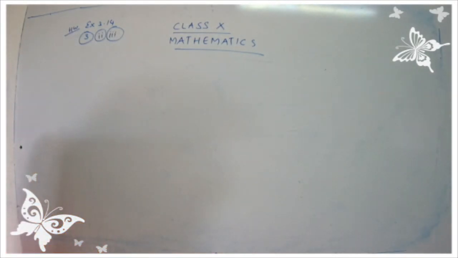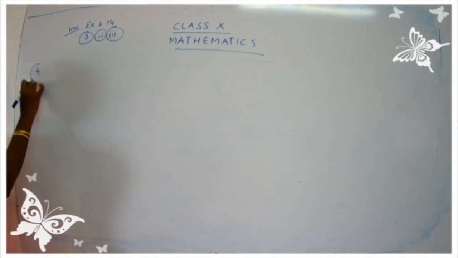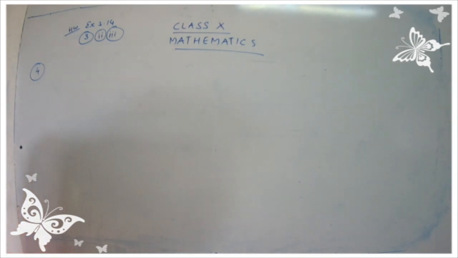Write down question number 4. If alpha, beta are the roots of 7x square plus ax plus 2 is equal to 0, and if beta minus alpha is equal to minus 13 upon 7, find the values of a.